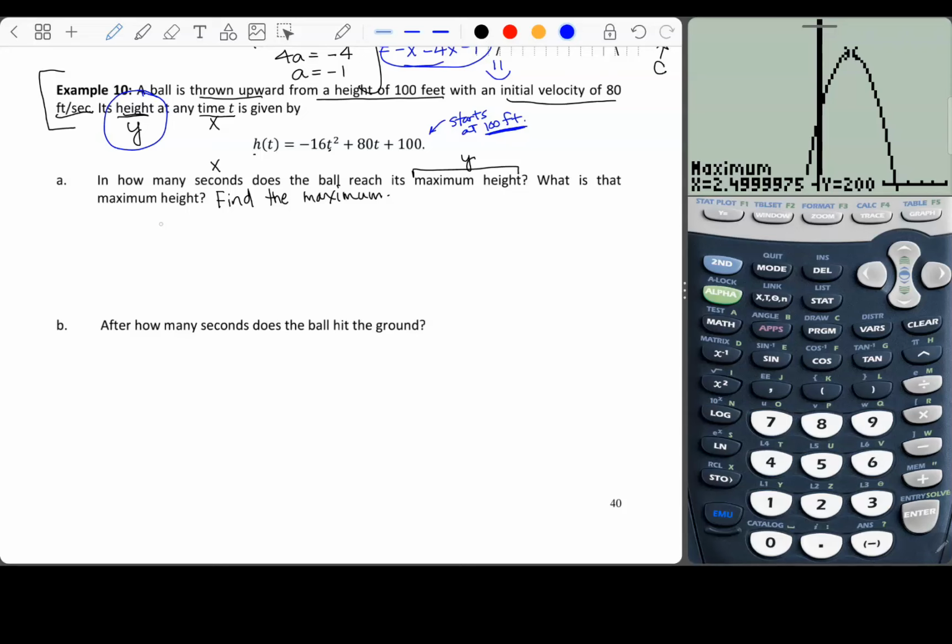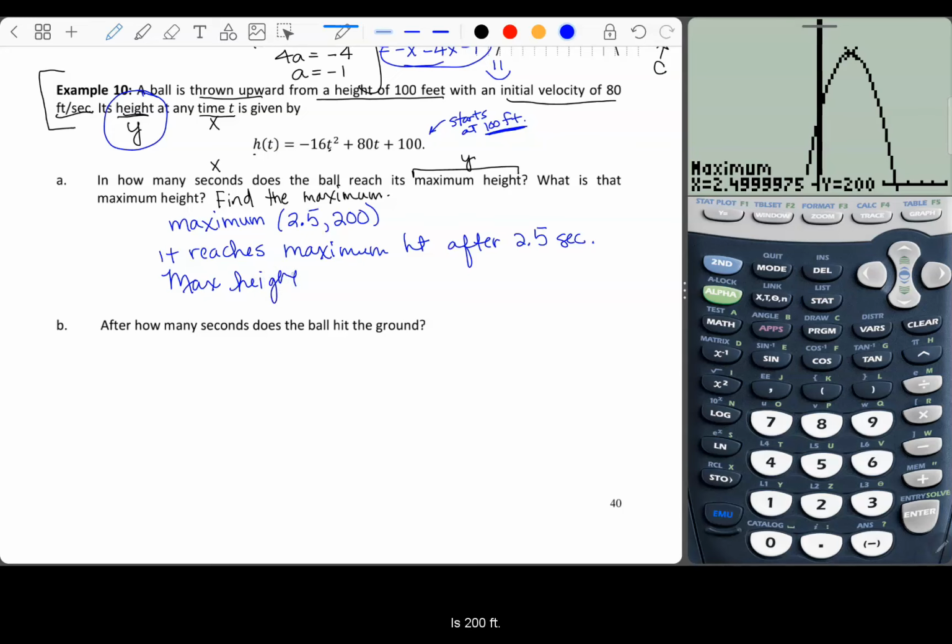So let me write that down. Maximum is 2.5, 200. And that means after 2.5 seconds, it reaches maximum height. After 2.5 seconds. And then the maximum height is 200 feet.